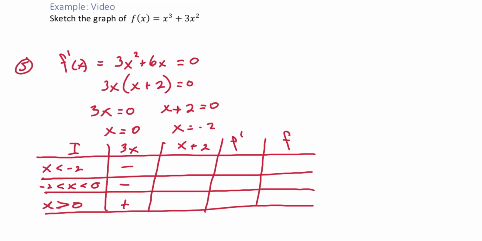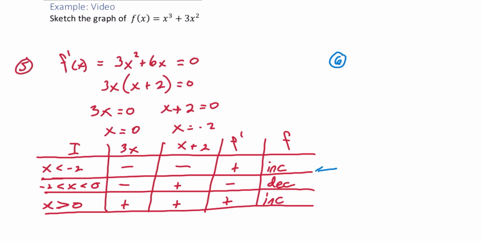Then looking at the factor x plus 2, in the first interval we have a negative, and then a positive, and then a positive. So f prime is positive on the first interval, negative on the second, and positive. That tells us that f must be increasing in the first interval, decreasing in the second, and then increasing again in the third. This will give us step 6.